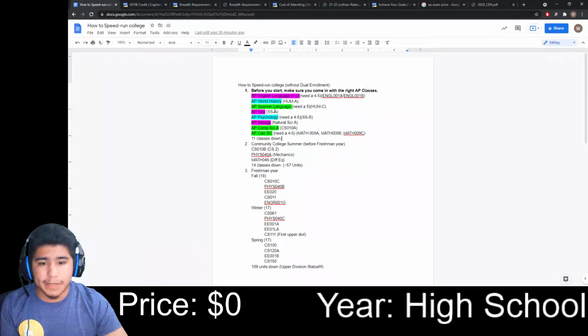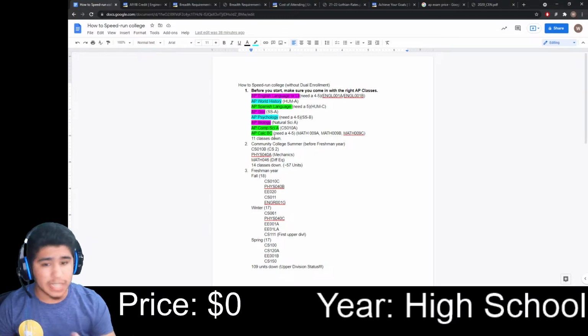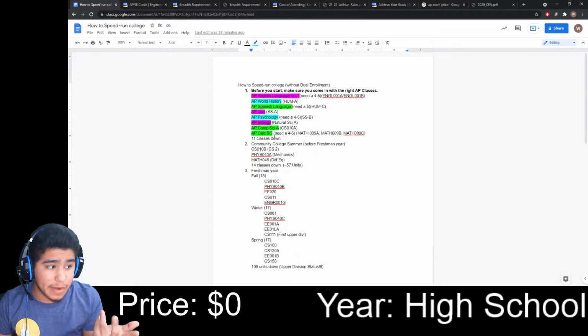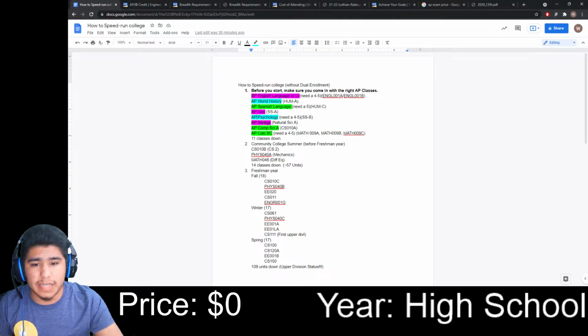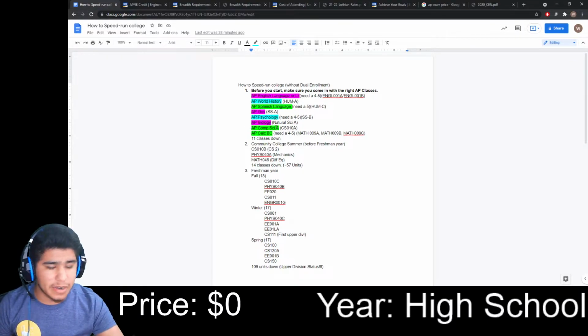Alright, so what we're going to need, I actually never explained the colors here. The blue highlighted classes are what you're going to take your sophomore year. Okay, so it's only 2 AP classes. It's not too bad, right? You're also going to want to take the green here is going to be your junior year. So AP Comp Sci is a great way. It's a great year to get started in computer science.